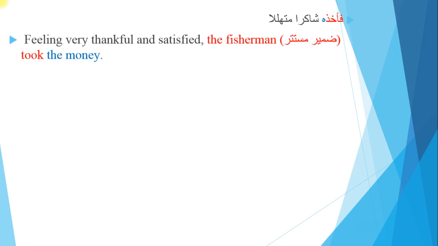فأخذه شاكرا متهللا. We want to translate it. Let's understand the meaning. The meaning is that he took what? He took the money and he was so thankful and so happy, and something like this. Now I want to express that in English language. First I will translate the verb, subject and the verb. Again, the subject is ضمير مستتر, but I have to show that subject in English language.